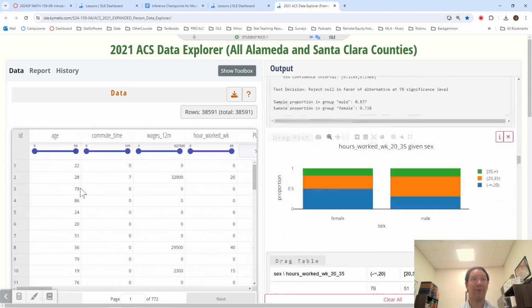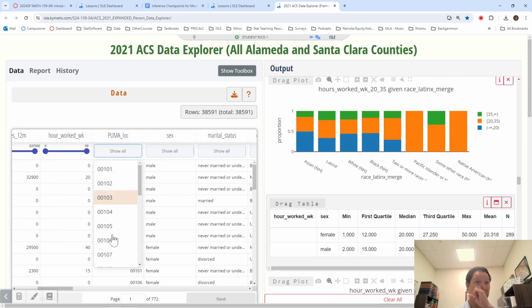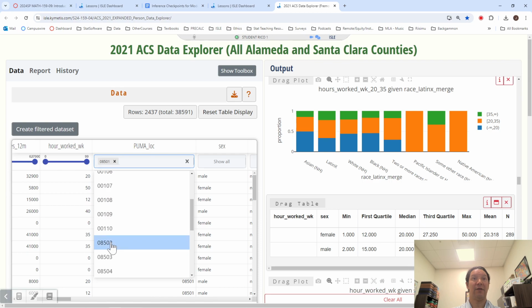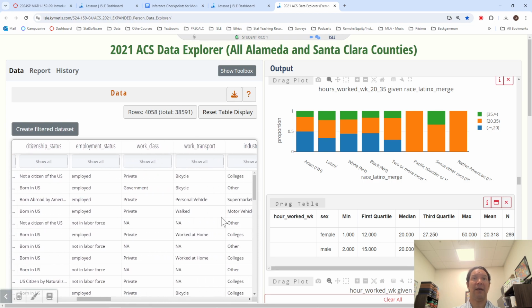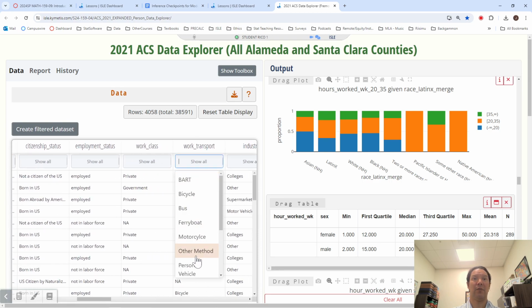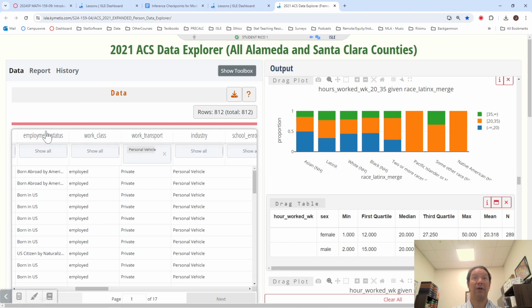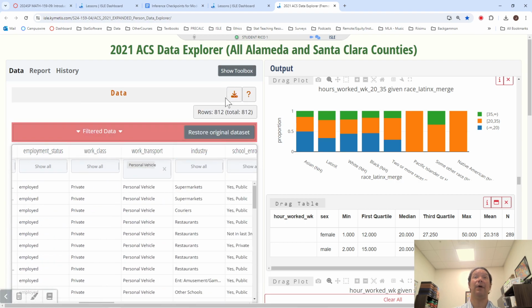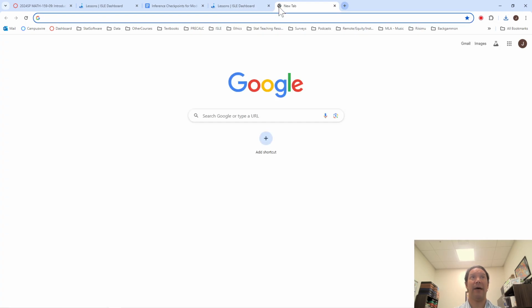So I'm going to go to Puma, 8501, 8502, and we're going to go to Work Transport, Personal Vehicle. We're going to create a filtered data set. We're going to download the data, and I'm going to close this for right now so I just have fewer things running in my background.